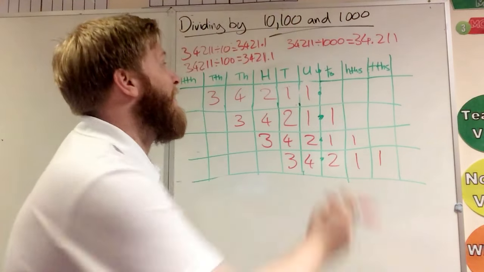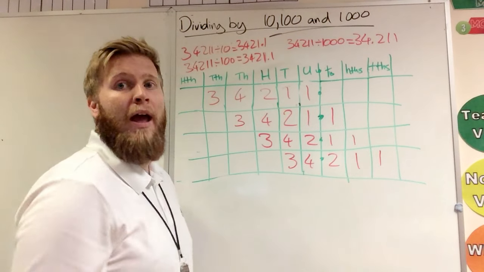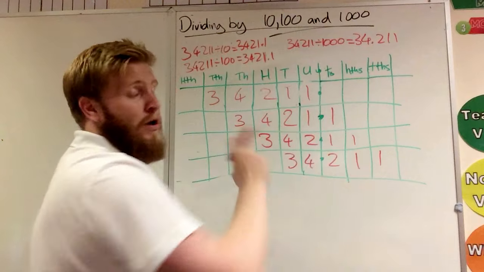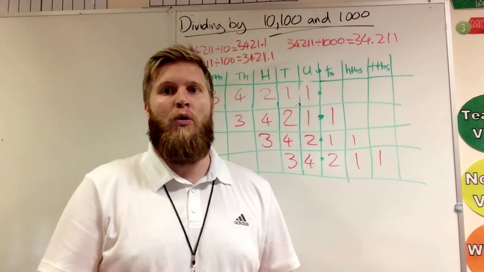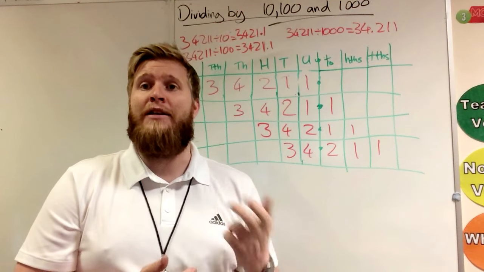Again, what you'll notice is the order of those numbers hasn't changed. When you're dividing, if your numbers have got mixed up and gone into a different order, you've done something wrong, so recheck your working out. So that's how to divide by 10, 100 and 1000.